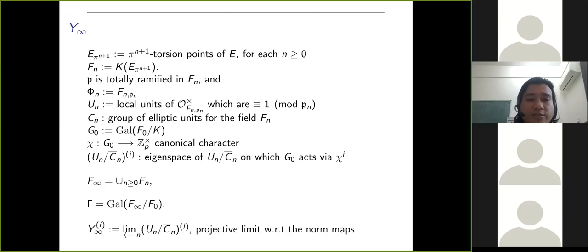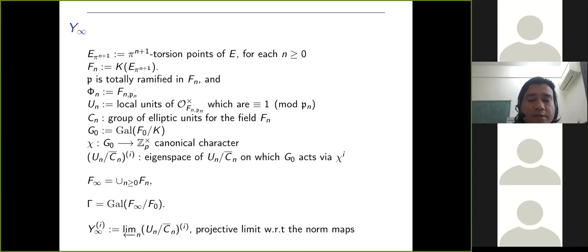So once I have this action of this group G0, I can decompose this quotient U_n mod C_n bar, depending upon how G0 acts. By U_n mod C_n bar I denote the eigenspace where G0 acts by chi to the power of i. Okay, then again, let's go up the tower, this tower of pi torsion points of E.